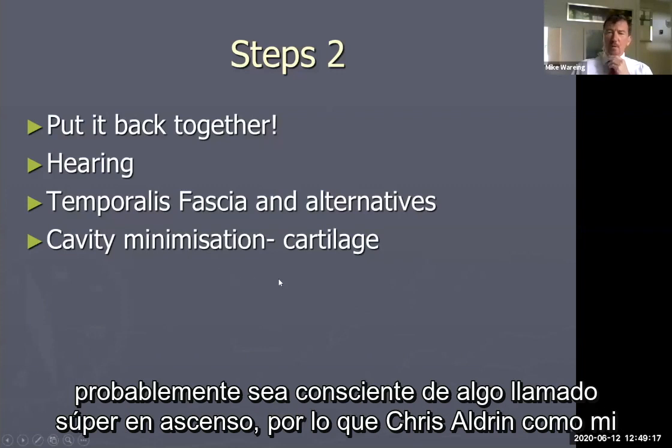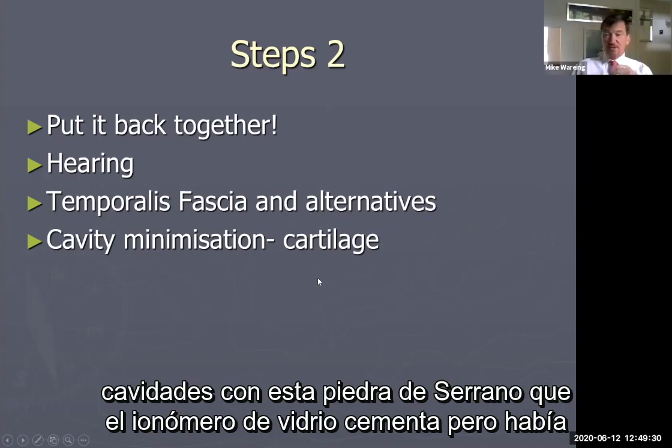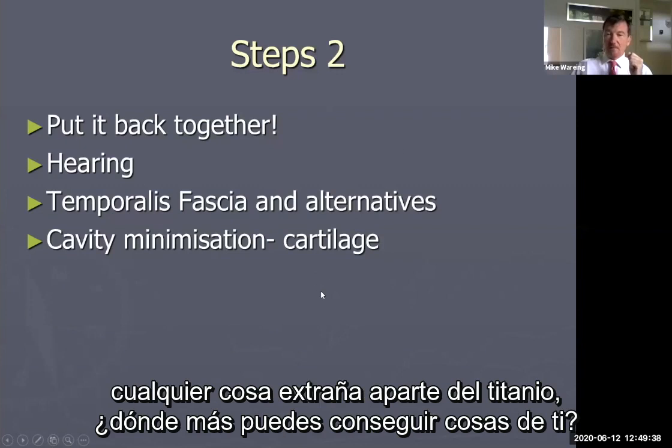Some of you will probably be aware of something called Sironicem. So Chris Aldrin, my friend and colleague in Wexham Park, used to obliterate his combined approach cavities with this Sironicem, which is a glass ionomer cement. But there was quite a very significant tissue reaction from that. So I tend not to use anything foreign apart from titanium.